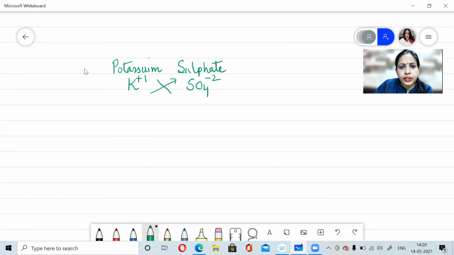We will interchange the valencies. We will get K2 (SO4)1, because again it is a radical, so it will be enclosed in the bracket. But as I said, 2 and 1 cannot be divided by a common number, and at the same time 1 can be ignored. So the formula will become K2SO4. This will be the formula for potassium sulfate.